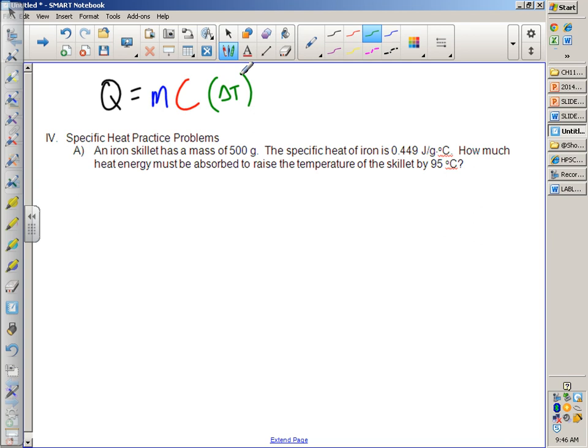So, it says here, an iron skillet, an iron frying pan, if you want to look at it that way, has a mass of 500 grams. The specific heat of iron is 0.449 joules per gram per degree C. How much heat energy must be absorbed to raise the temperature of the skillet by 95 degrees Celsius?